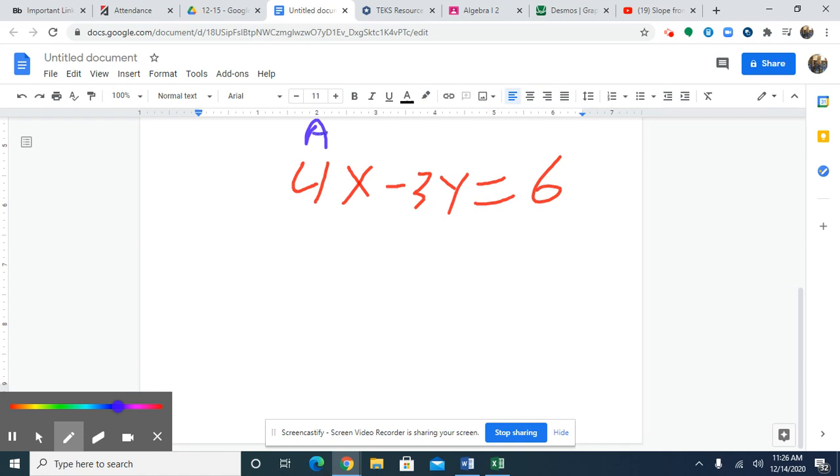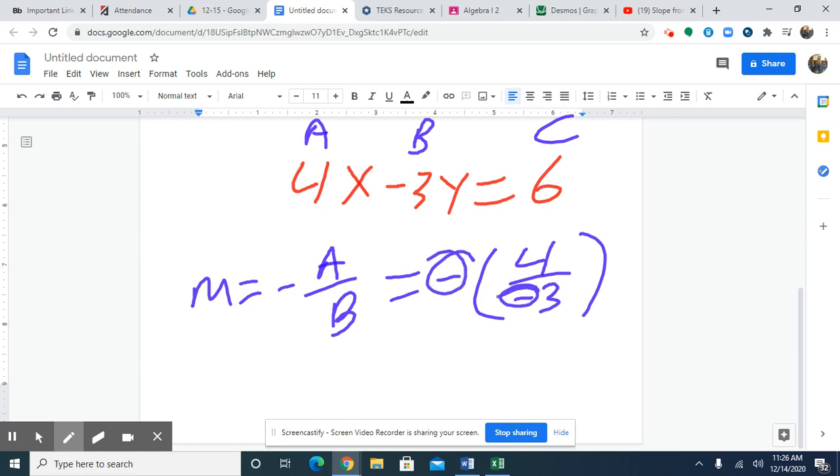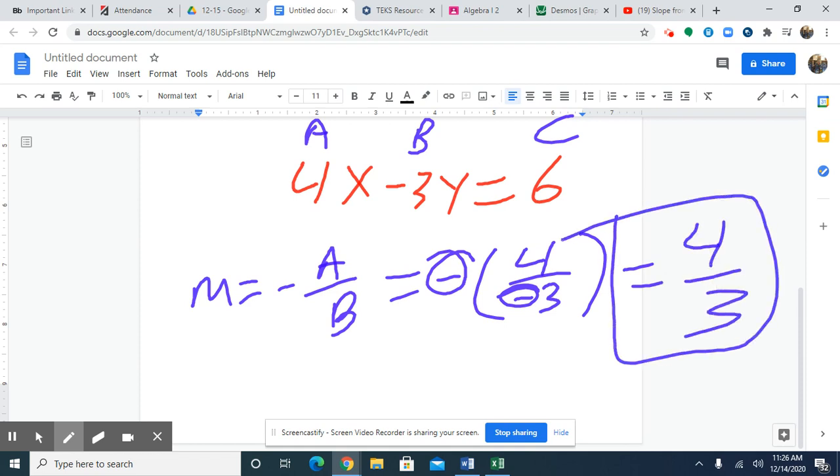so 4 is a, -3 is b, and 6 is c. So our slope is -a over b. So we would have negative and then 4 over -3. Now we would try to simplify it. In this case, we really can't, but we do have a negative on the outside and a negative on the inside, which would make it a positive 4 over 3.